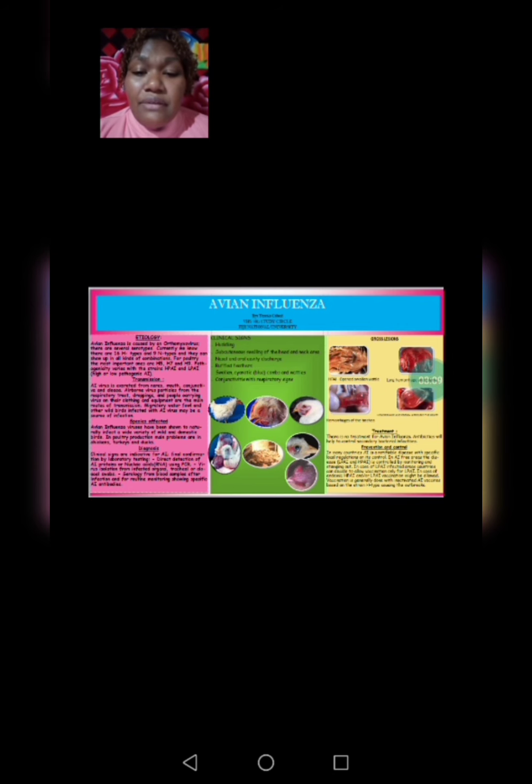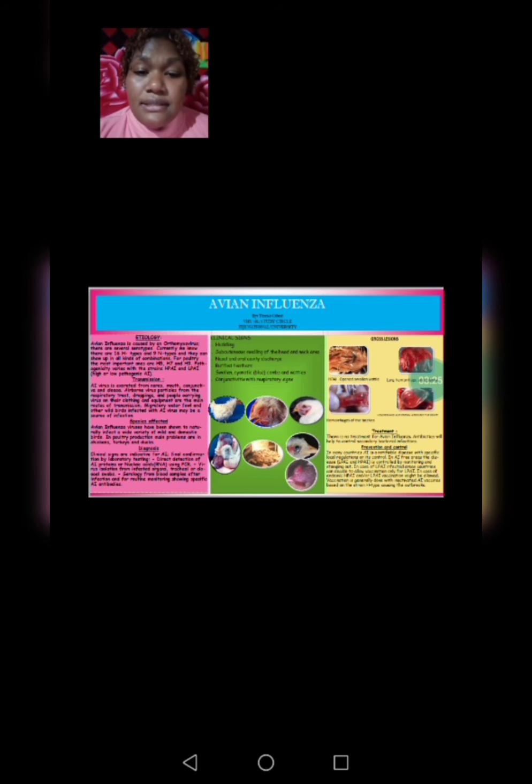Species affected. Avian influenza virus has been shown to naturally infect a wide variety of wild and domestic birds. In poultry production, the main problems are in chickens, turkeys, and ducks.